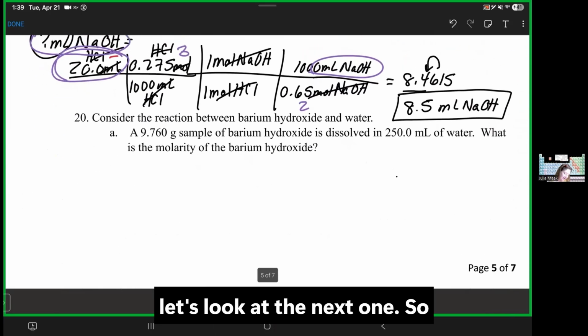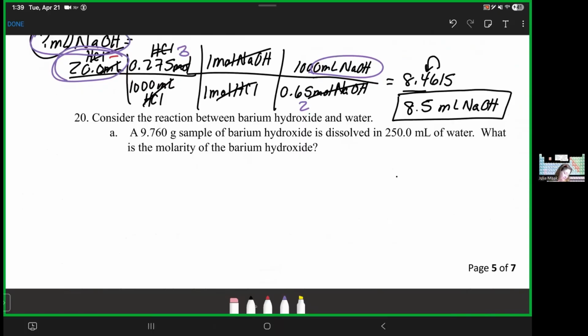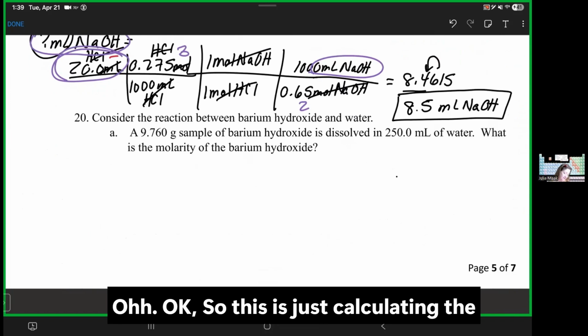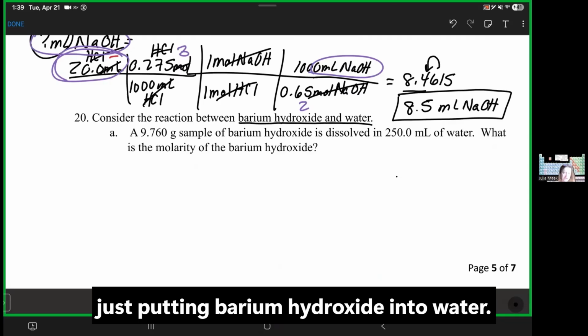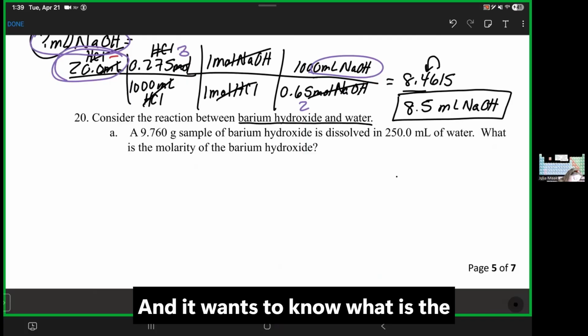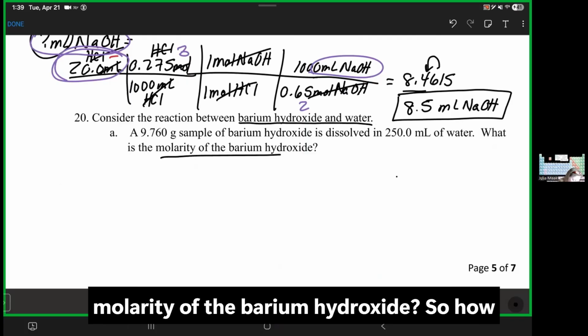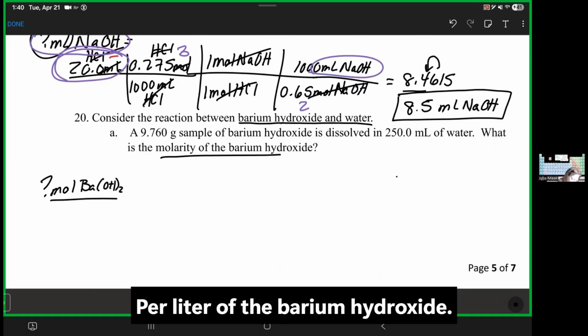So we're considering the reaction between barium hydroxide and water. Oh, okay, so this is just calculating the concentration. Okay, so if we look, we're just putting barium hydroxide into water. We're just dissolving it in water. Okay, and it wants to know what is the molarity of the barium hydroxide. So how many moles of barium hydroxide per liter of the barium hydroxide?